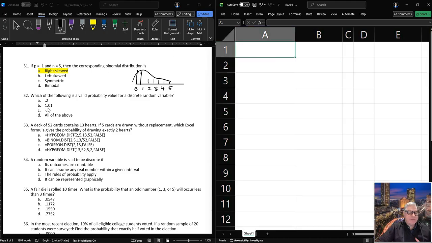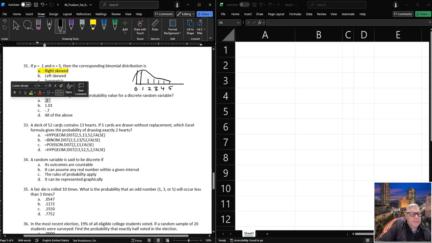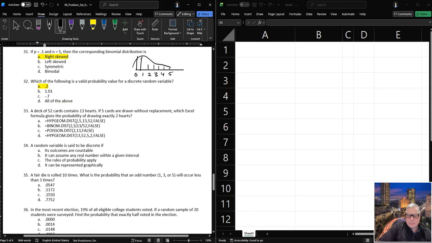Which of the following is a valid probability for a discrete random variable? Of course, that must be 0.2. A deck of 52 cards contains 13 hearts, and if 5 cards are drawn without replacement, which Excel formula gives the probability of drawing exactly 2 hearts? It's obviously the hypergeometric. The question is just which one. In this case it is A.